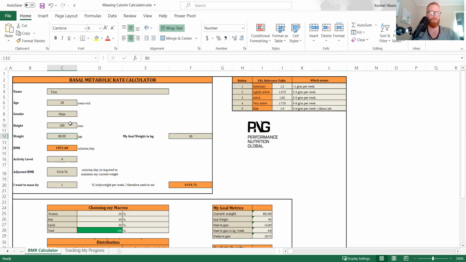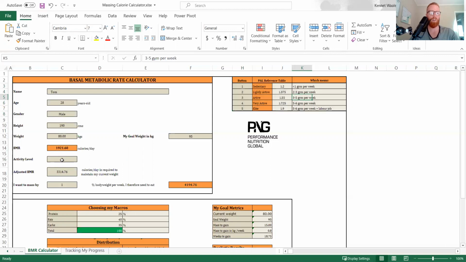What that will do is that it will calculate your BMR for you. Do not change this number. Then you choose an activity level. This activity level is based off this table here, okay?